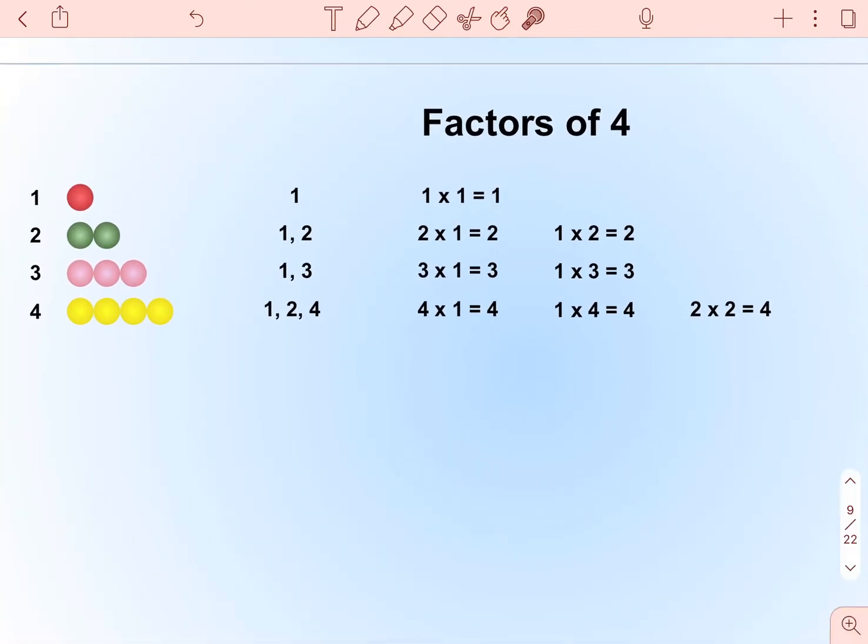So here we can see that 4 has 3 factors. There are 3 numbers that can be used to make 4. 4 times 1 equals 4, 1 times 4 equals 4, and 2 times 2 equals 4.